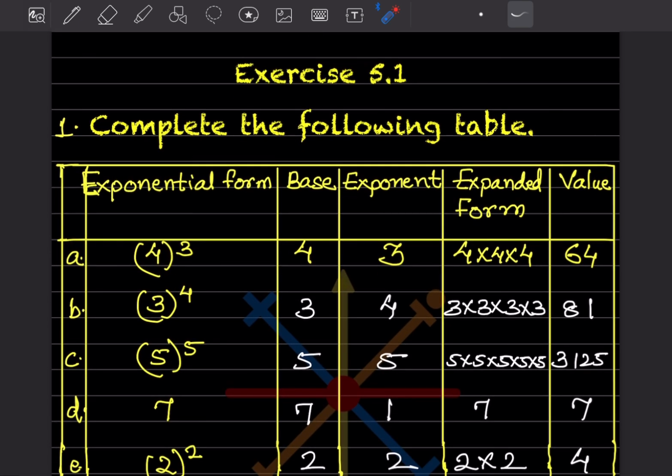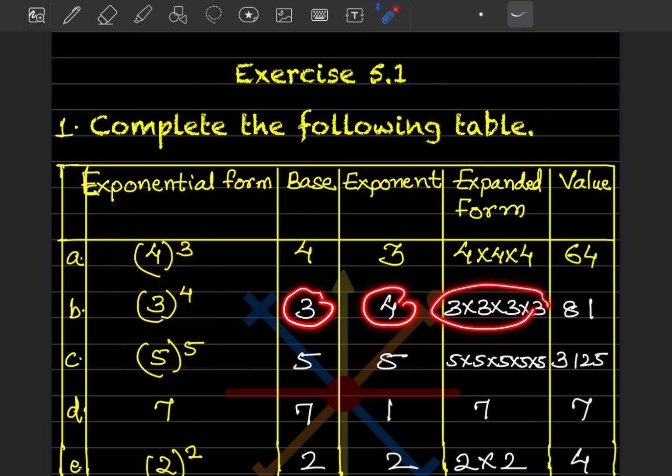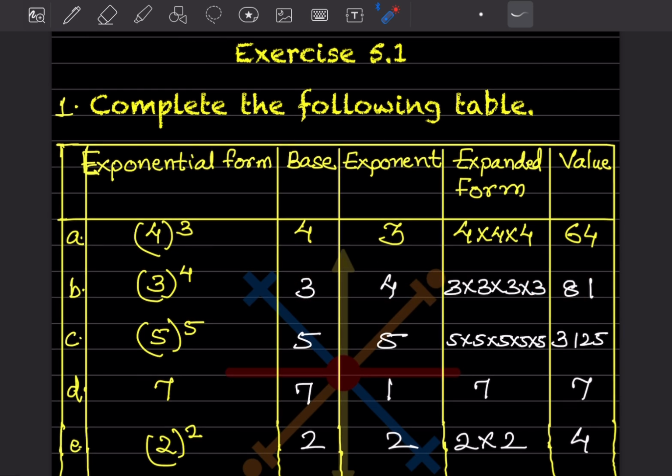Now we'll see the exercise 5.1. This is the exponential form. Whatever is written in value is already given, and the white ones are the answers we have to fill. You can check your book for this particular exercise. So here it is given 4 raised to 3. Here this is the base and this is the exponent, and expanded form means you are going to multiply 4 three times, and value means what you get after multiplying. 4 4s are 16, 16 4s are 64.